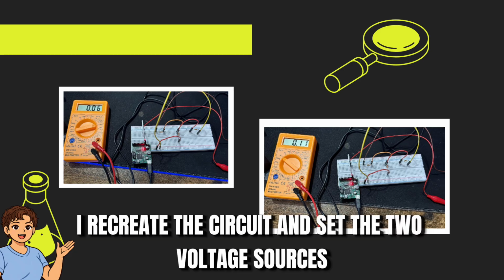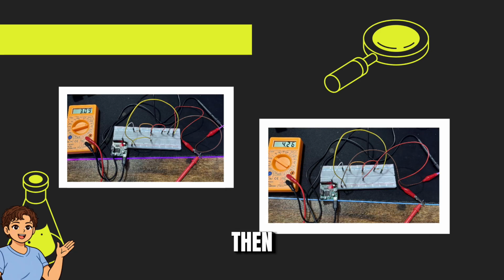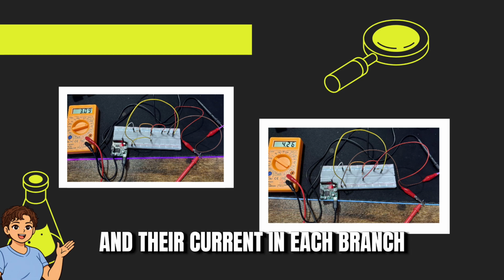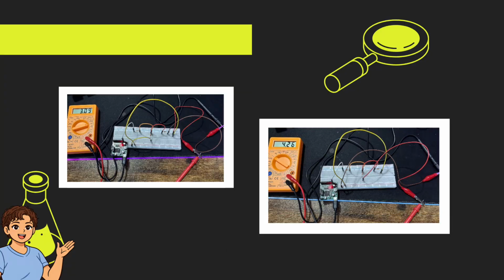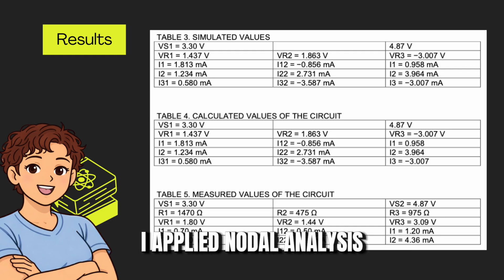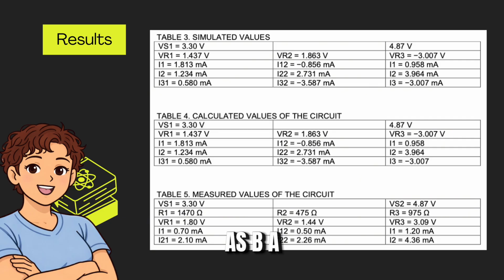In the simulation, I recreate the circuit and set the two voltage sources. Then I record the simulated voltage across each resistor and their currents in each branch, and I place them in the simulation results table. For the theoretical calculations, I applied nodal analysis to solve the node voltage, labeled as VA.